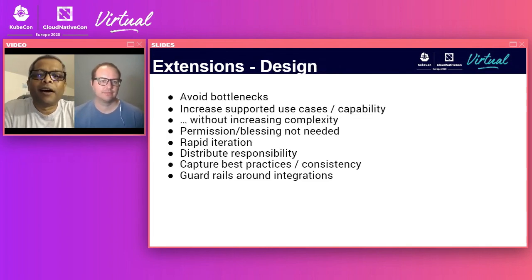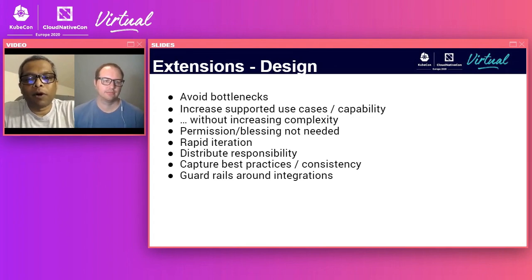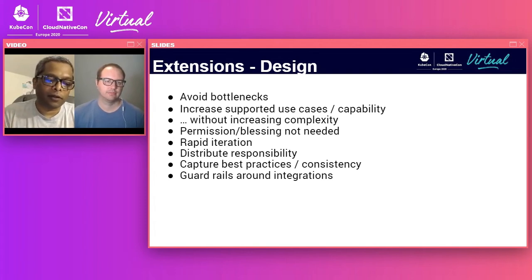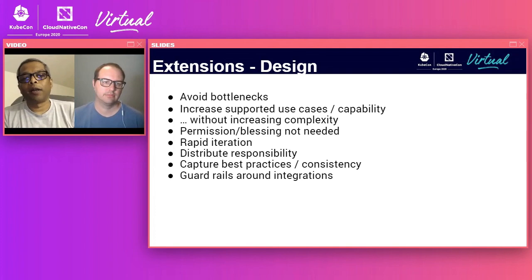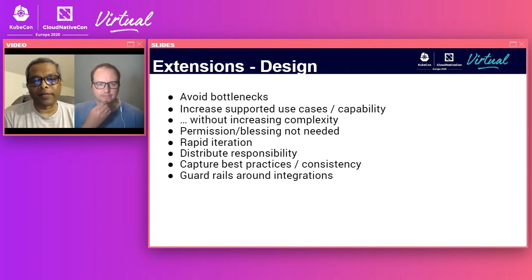Okay, so what we try to think about is how do we avoid bottlenecks? For example, if you have to make a call to an external system, then how do we make sure that Kubernetes itself doesn't come to a halt, right? How do we increase the supported use cases? How do we let people rapidly iterate and not have to wait for a release of Kubernetes? How do we make sure that we allow people to experiment, capture best practices, and what we end up doing in the end is provide guardrails over integration. What does this mean? This is all abstract stuff. So let's go to the next slide and we look at a few examples.